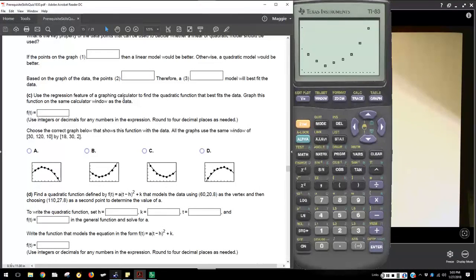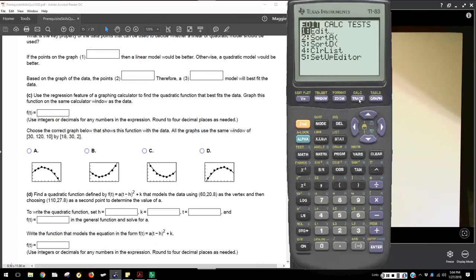Using the regression feature of a graphing calculator, find the quadratic formula that best fits the graph. Well, that's exactly what we're doing. The way that we do that is we hit the stat button again. We've already entered the data, so we're going to go over to the Calc menu. And we're going to enter a quadratic regression formula, which is number 5, QuadReg. Do not confuse QuartReg with QuadReg. Quartic regression is actually a 4th power equation. So we're going to choose quadratic regression.